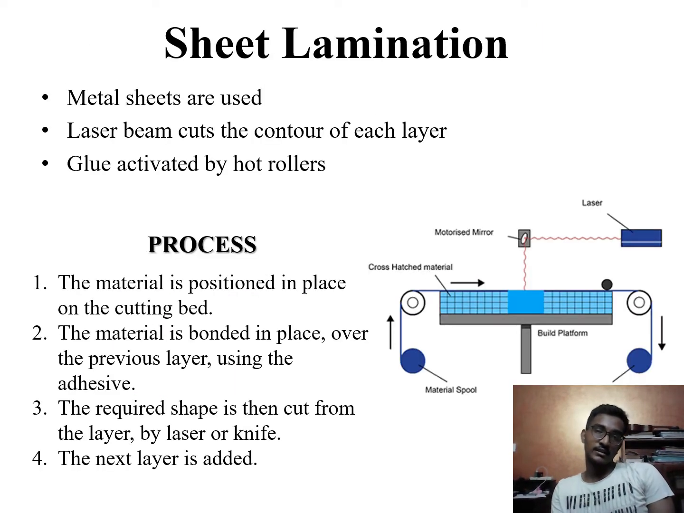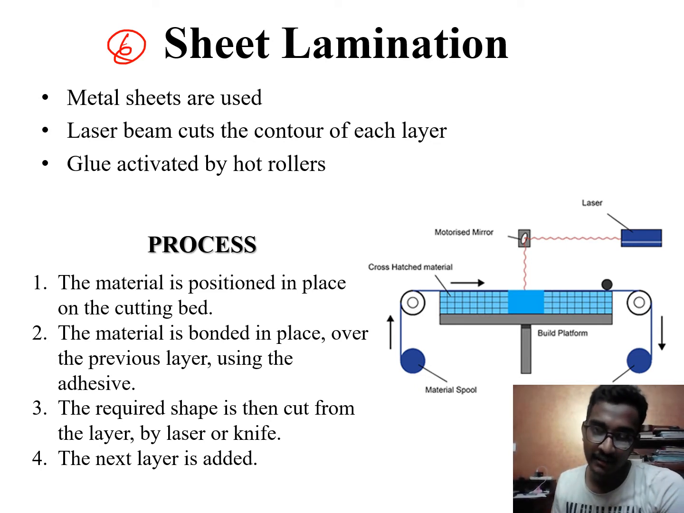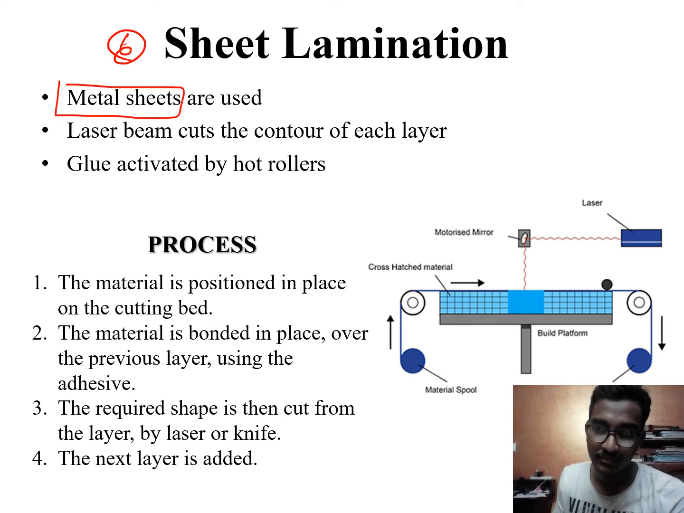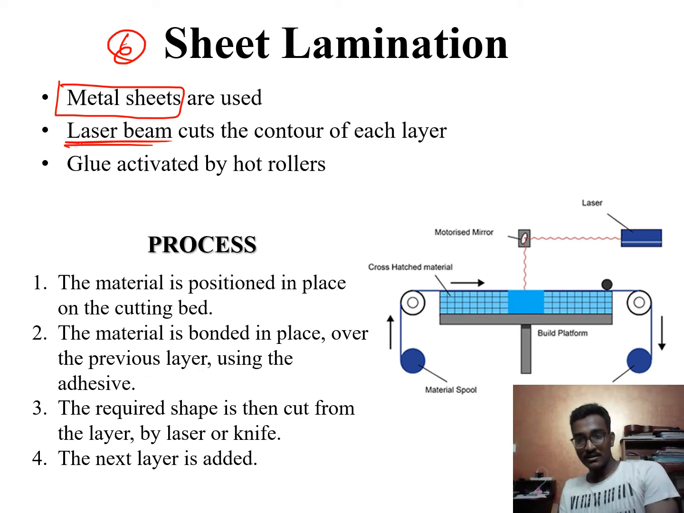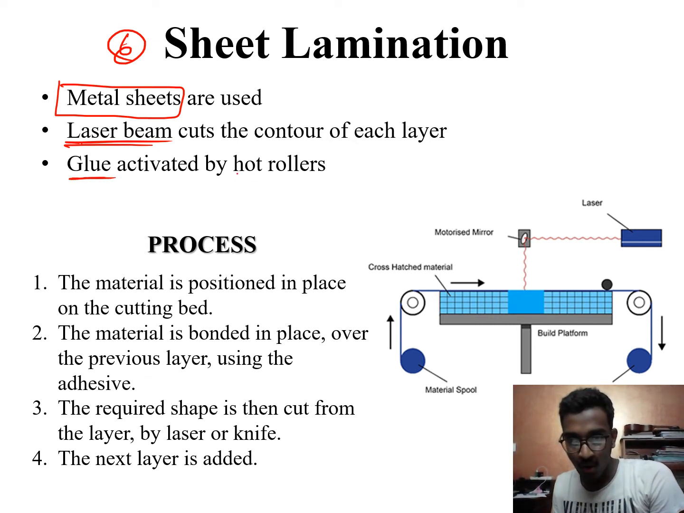So the sixth thing is sheet lamination. Nowadays we are using selective laser sintering, and also this sheet lamination. Metal sheets are used, and a laser beam cuts the contour of each layer. Glue is activated by hot rollers.